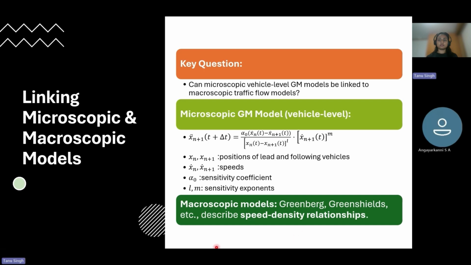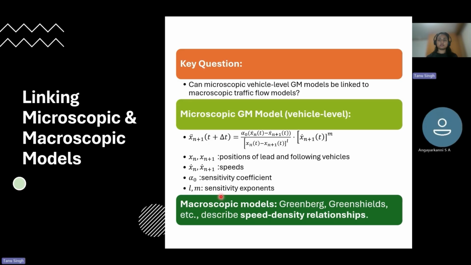We have seen the general formula for the GM model was this. Here Xn and Xn plus one are the positions of lead and following vehicle. The differentiation of these positions gives speed, and further differentiation is the acceleration. Alpha naught is the sensitivity, and l and m are sensitivity exponents.